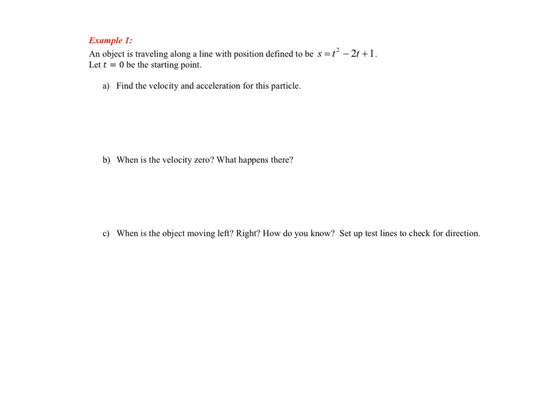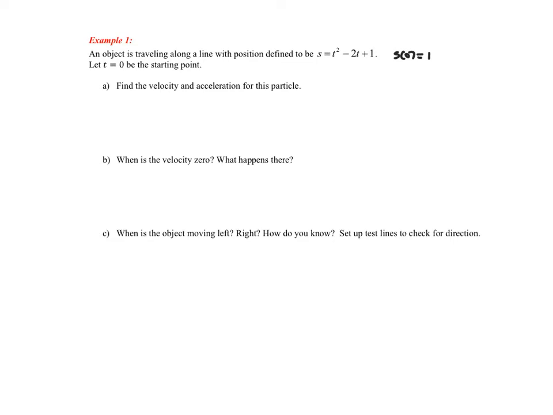So example number 1, an object is traveling along a line with a position given by s equal t squared minus 2t plus 1. Let t equal 0 be the starting point. So let's first find s of 0. So the initial position of the particle, if I plug in a 0, I get out a 1. Okay, so let's find the velocity and the acceleration for the particle.